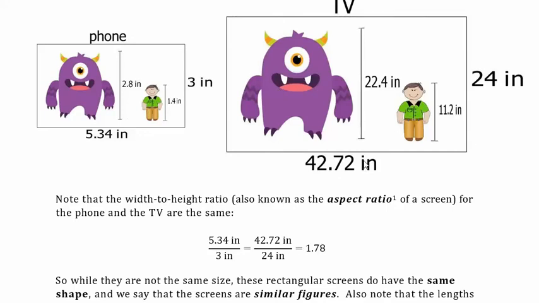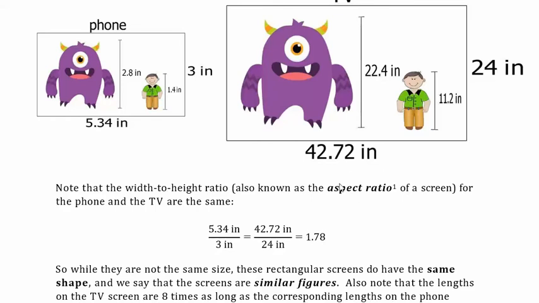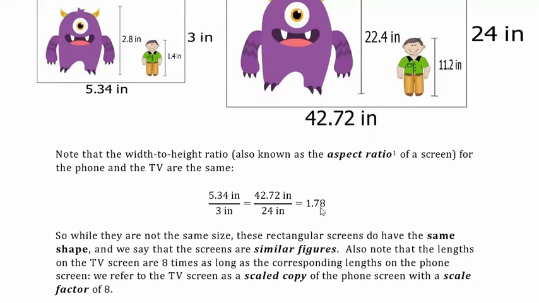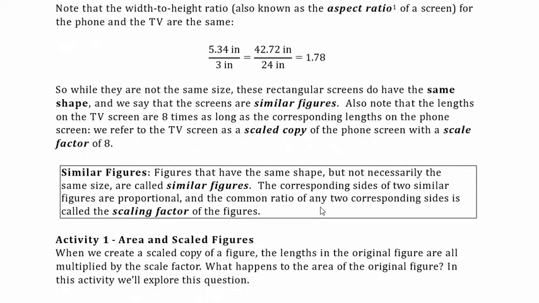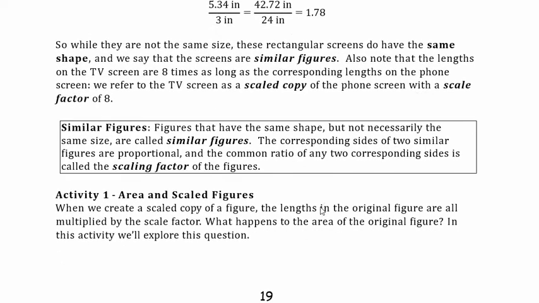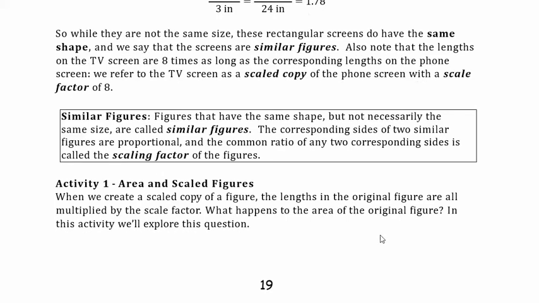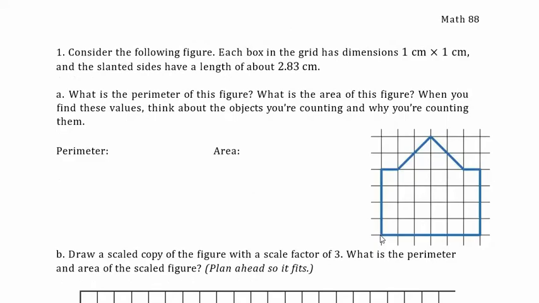And you could also do that in Word or other programs where you choose something and then drag a corner and make it bigger, where it's locking the ratio in so it's not distorting it and creating a larger copy. And that's called a scaled copy. And how many times bigger the sides are is called the scale factor. So the corresponding sides of two similar figures are proportional, and the common ratio of any two corresponding sides is called the scaling factor. And we're going to look at how that affects area in this activity.